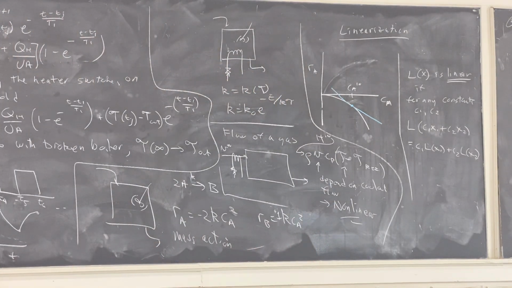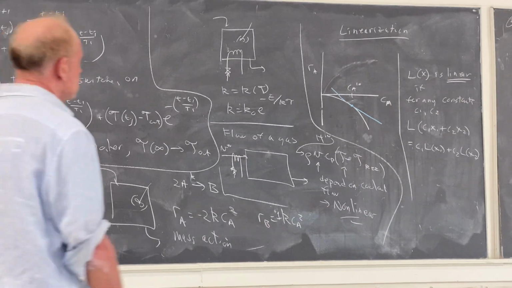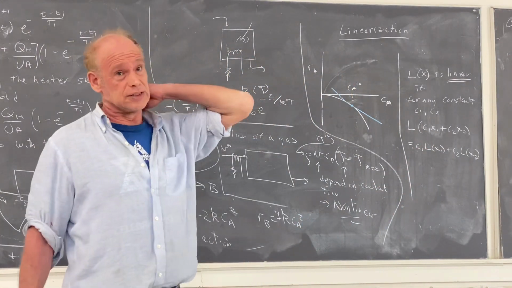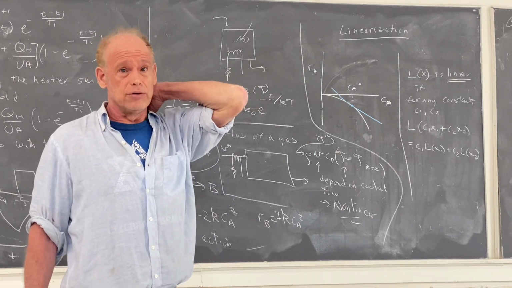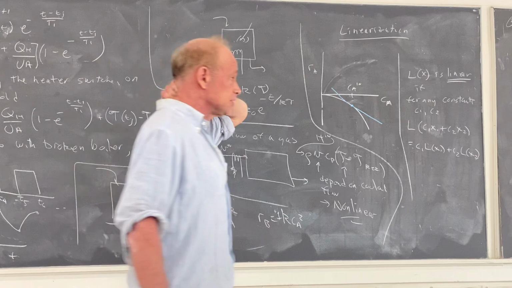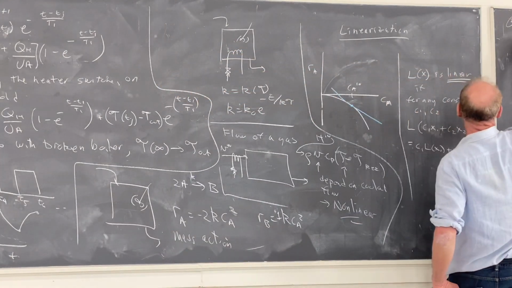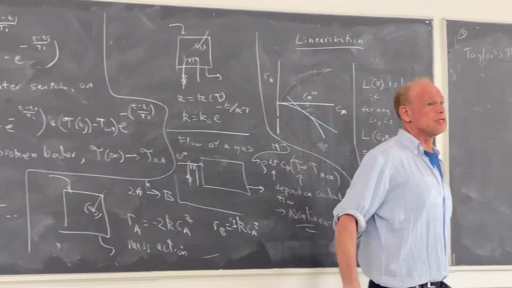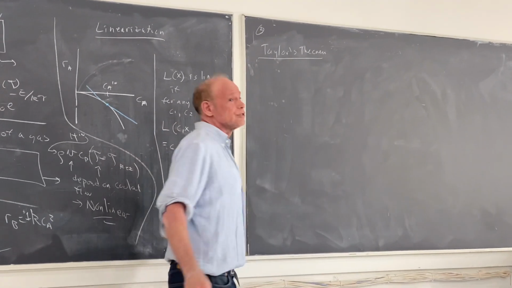Linear means if I multiply x by a constant, I multiply the answer by a constant. Linear means if I take x1 and x2 and add them, and take L of the sum, that's the same thing as the sum of the elements. So this is the definition of linear. And how do I know how to linearize? Well, luckily, Taylor from Taylor series told us how. So we need to remind ourselves about Taylor's theorem, which you had in calculus. Let's recall what Taylor's theorem is.